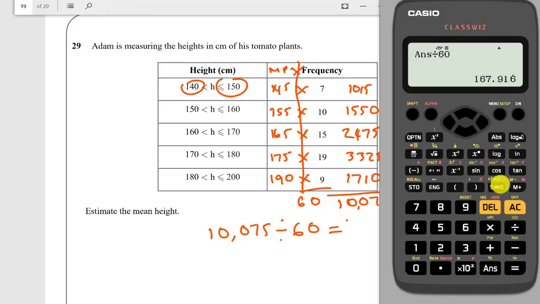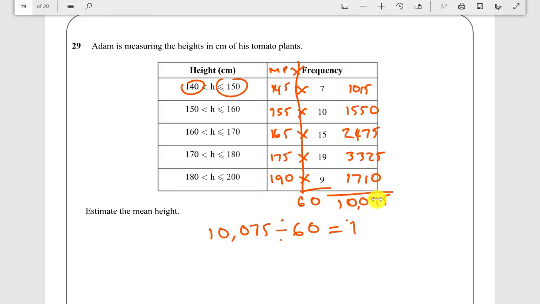And change it to decimal, press the SD button, 167.916. 167.916 recurring, and just change it to maybe one decimal place, and that will give you 167.9, and these are in centimeters, and rounded the answer to one decimal place. It doesn't ask you to round the answer, but if you want to, make sure you write down the digits that appear in your calculator, and then if you want to round it, you can round it.